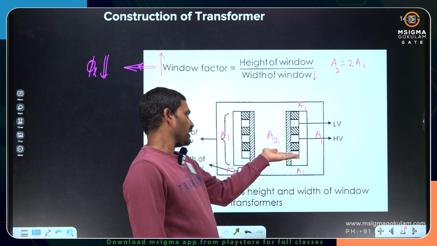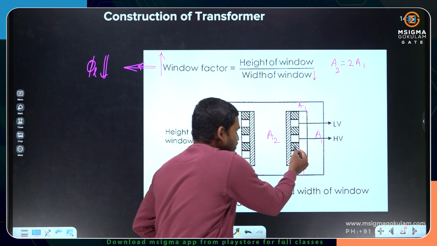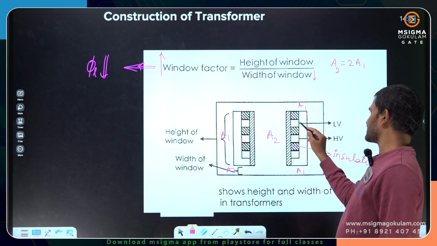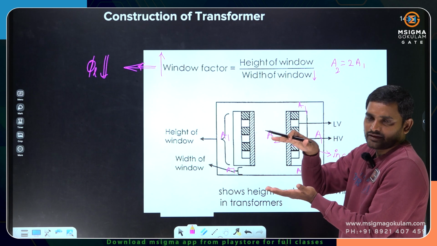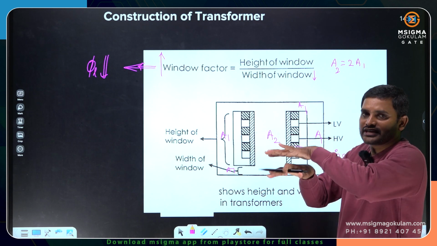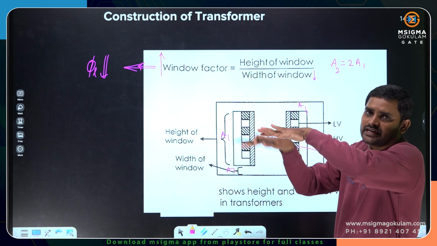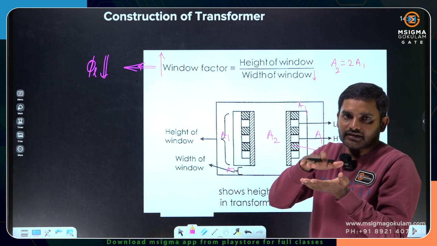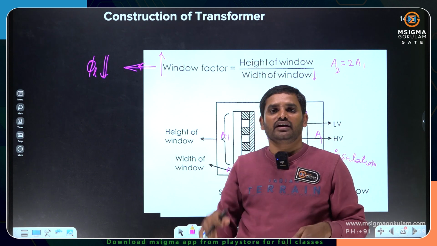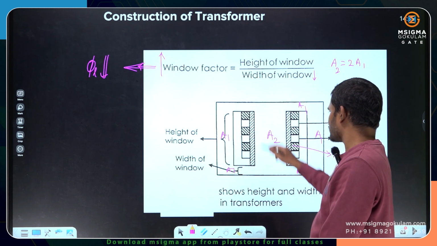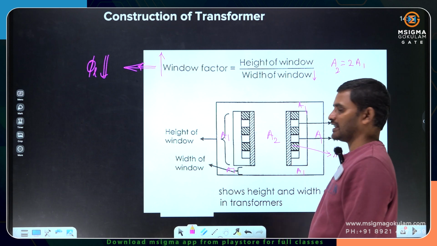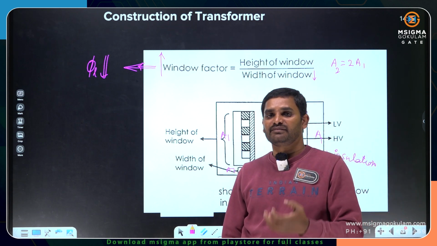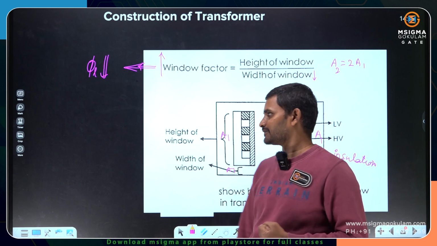Here, the hashed portion is called insulation, and the remaining white portion is called winding. So it can be high voltage winding, insulation, low voltage winding, insulation, high voltage winding, insulation, low voltage winding, insulation. It's like bread, butter, bread, butter, and so on. It's like a sandwich. This winding is a sandwiched winding. Whether it is interleaved winding or sandwiched winding, both will minimize the leakage flux lines.